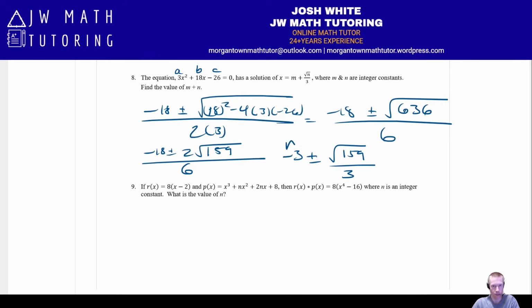Okay, notice here's m, here is n. Negative 3 plus 159 is m plus n. The correct answer to this is 156. So if you want to do it by hand, that's how you could do it.